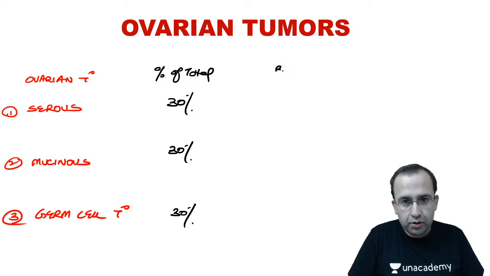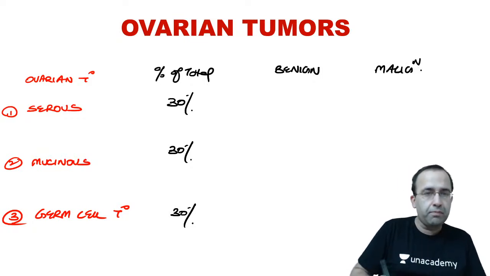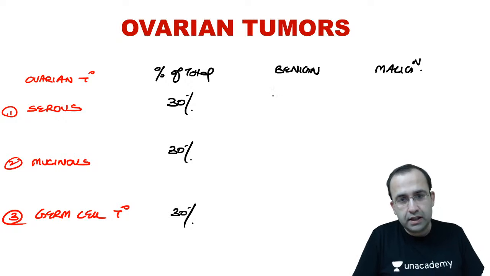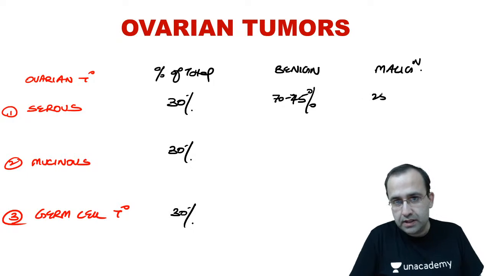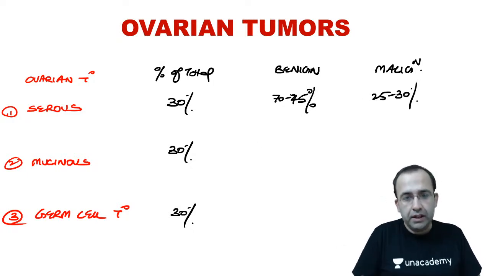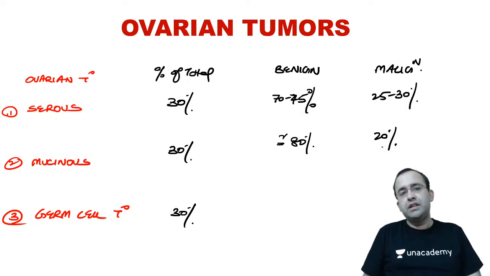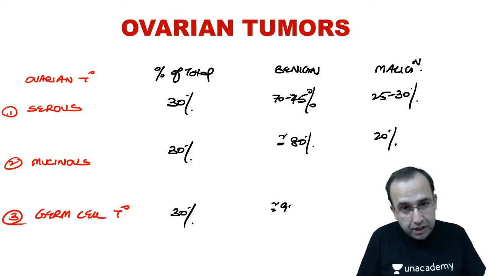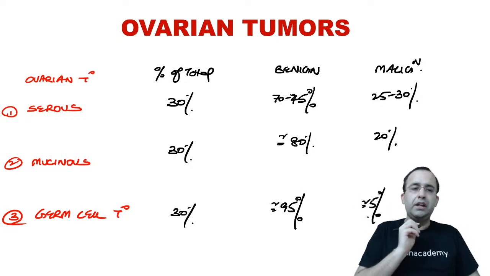Out of which benign and malignant, this table has been asked in numerous formats. Serous tumors, 70 to 75% are benign versus 25 to 30% which are malignant in nature. Mucinous tumors, approximately 80% are benign, 20% are malignant, versus germ cell tumors, in which approximately 95% are benign and only 5% are malignant in nature.